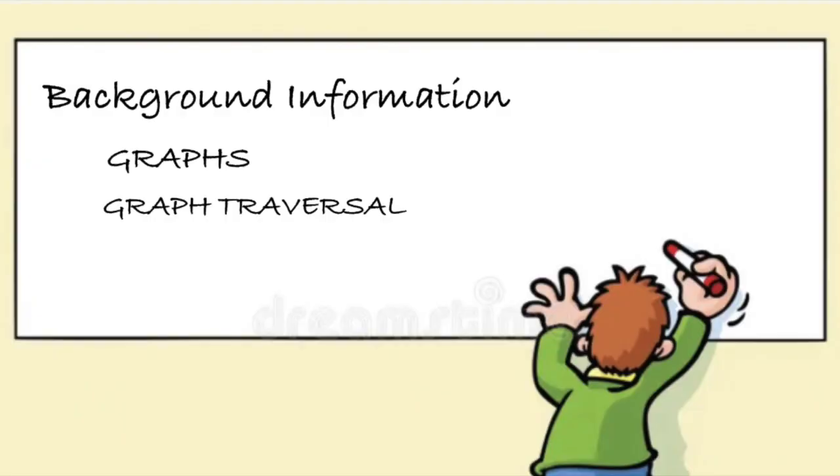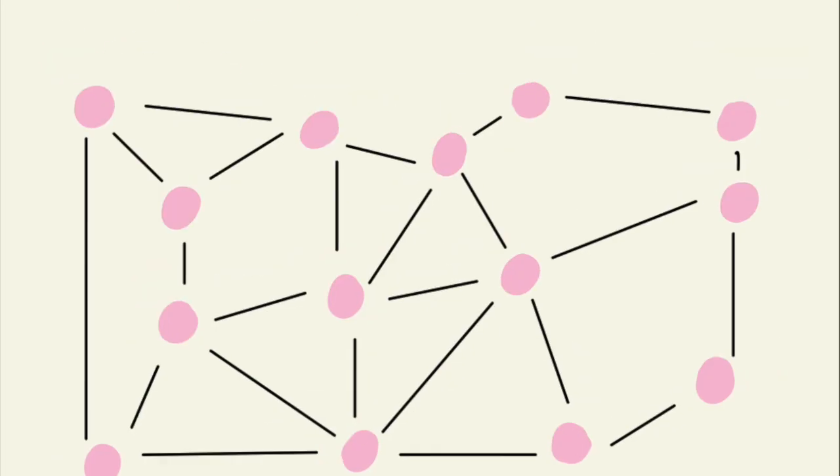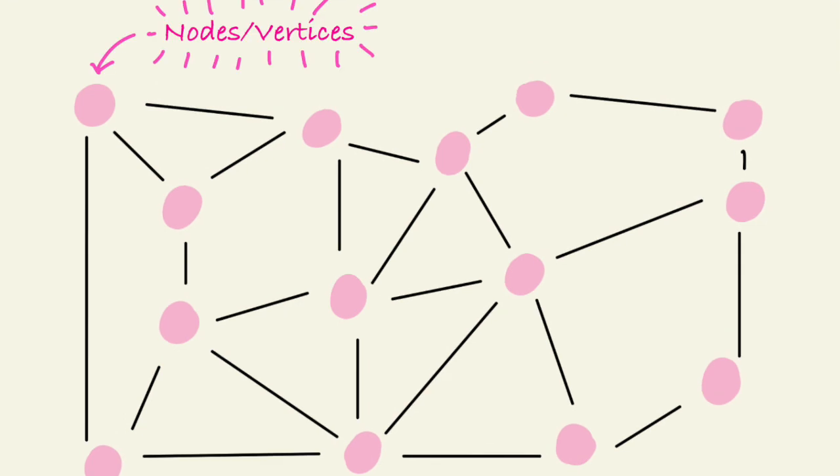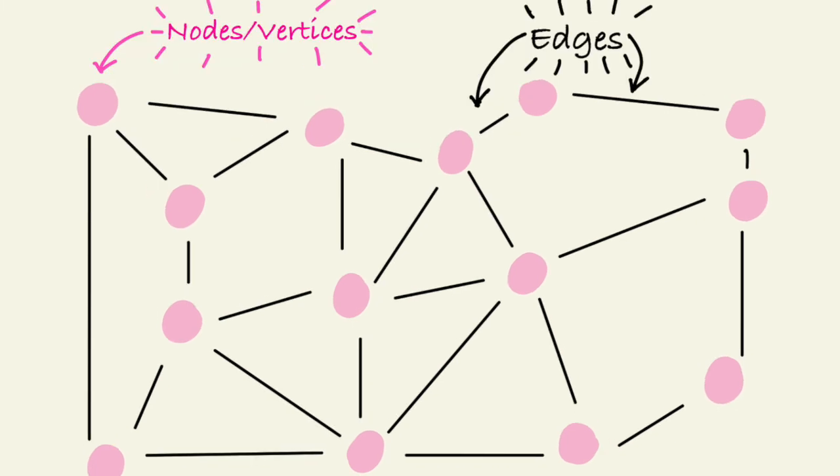Before I start, I think it's important to cover some background information. So, what is a graph, and what is graph traversal? A graph is an abstract data type that consists of nodes or vertices, which are objects that are being connected. In this case, the pink circles, while the connection between the nodes or vertices are called edges or links. In this case, the black lines.